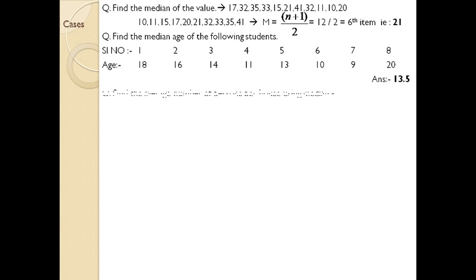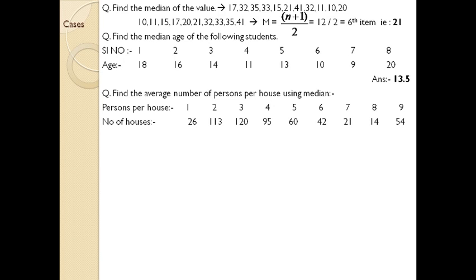So let us try another case. Find the average number of persons per house using median. First one, persons per house is given, and next one, number of houses. Here also a slight confusion may arise because it is almost similar to the first question, where something like a serial number is given and number of houses is given.